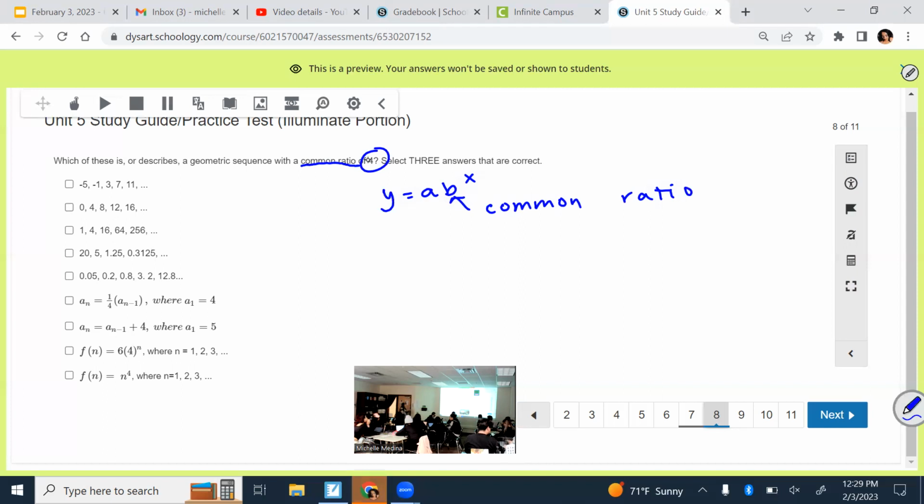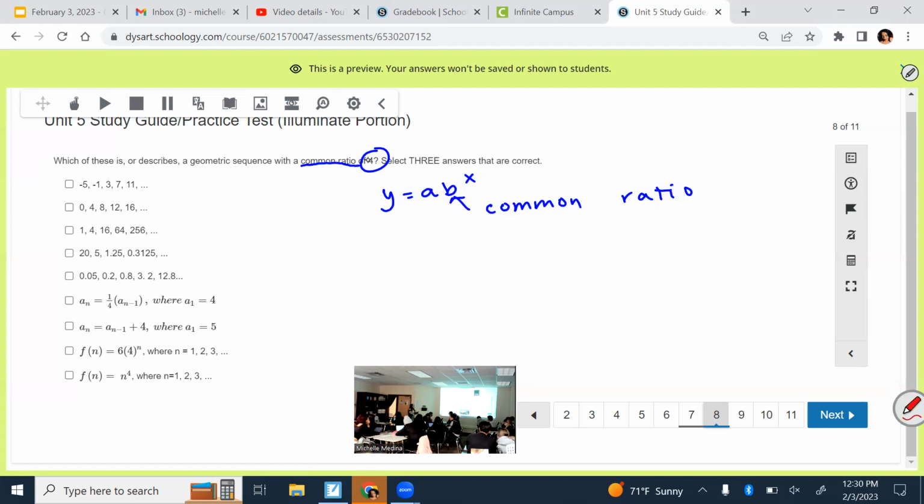And it says select 3 answers that are correct. I think that's very nice of them to tell you how many correct answers there are. A lot of the time they just say select all, and you have to still check every single one, but you don't know how many there are. So you know now that there's 3.